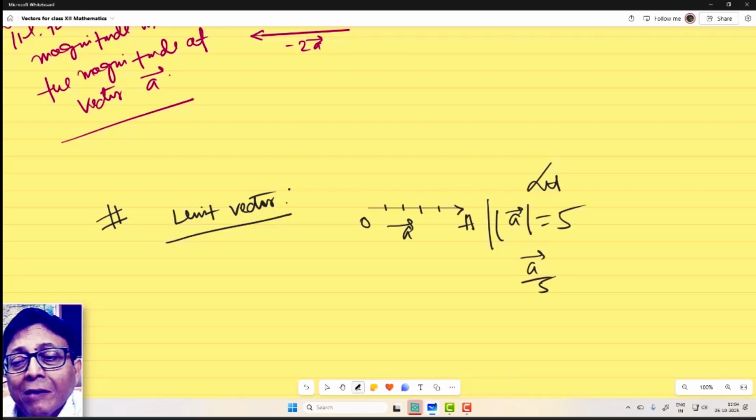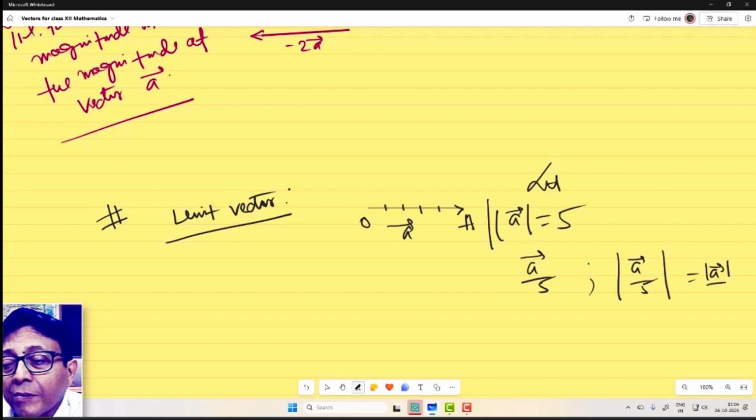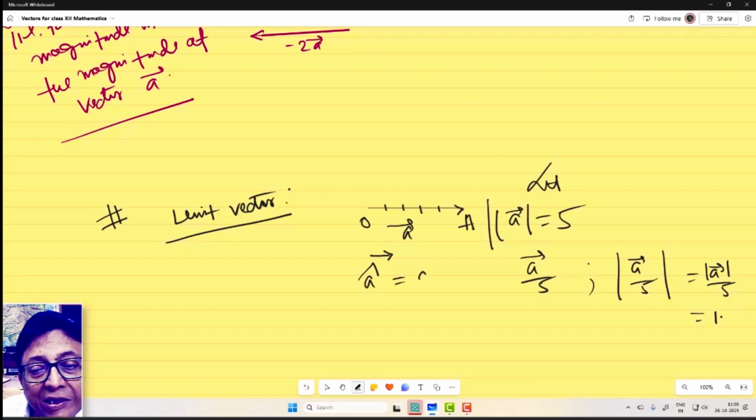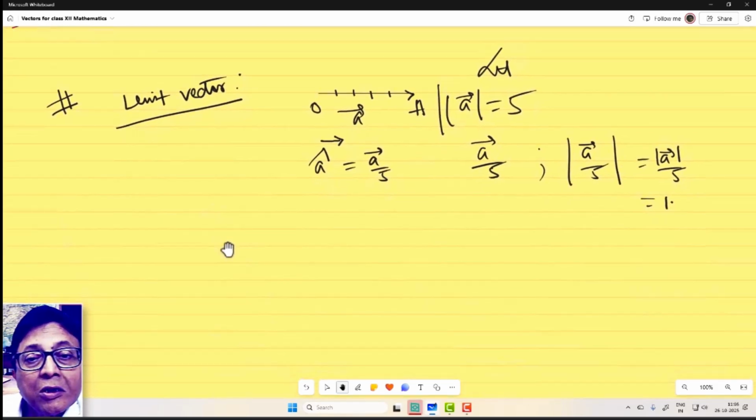Magnitude of A by 5 is what? Mod A by 5 is what? This is mod A by 5, 1 unit. So if you want to draw the A by 5 vector, it will be of 1 unit only. We will be writing A cap equal to A by 5. A cap or A hat, whatever you say. So we define it now. It may be of 10 units, then A by 10 will represent the unit vector.